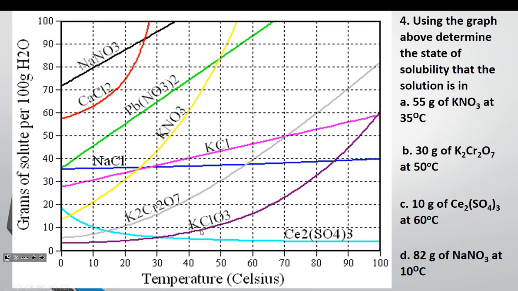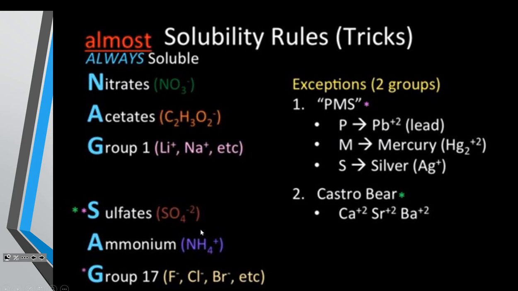82 grams of NaOH. You're looking at the black line at the top at 10 degrees. Barely solid. Barely what? Okay, a little bit of solid left down at the bottom. Okay, so you need to be able to look at a graph like this and pull stuff off like that. Do I have solid left over? Do I not have solid left over? Am I right at saturation?